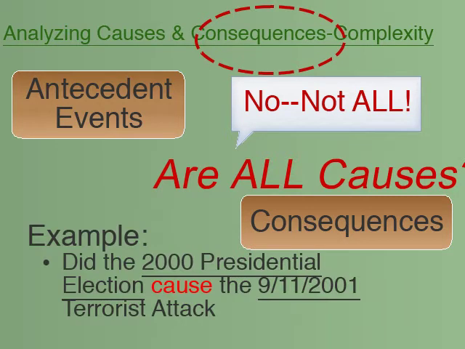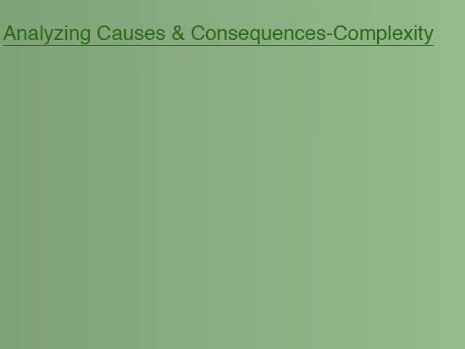Consider this example. Did the 2000 presidential election, which is an antecedent event, cause the 9/11/2001 terrorist attack? No argument has been made that the 2000 election was a cause of the 9/11 attack, even though the election was an antecedent event. So that's a simple one, but this is something that can easily trip people up and lead to faulty analysis. The caution also applies in the other direction.